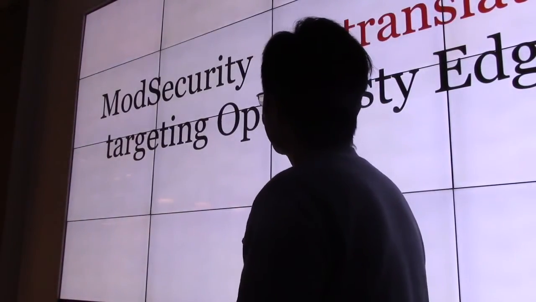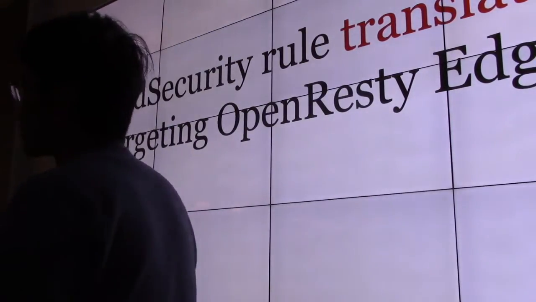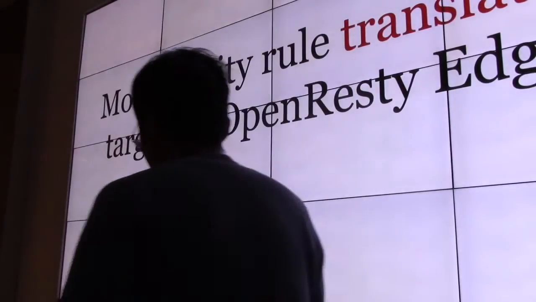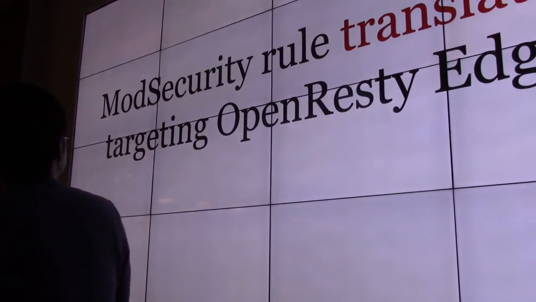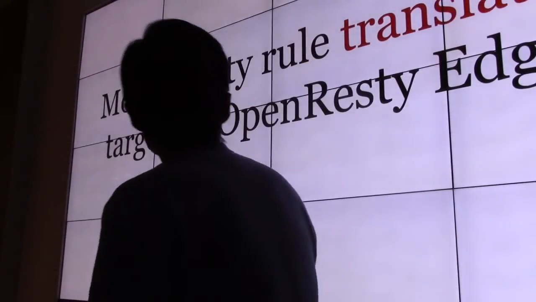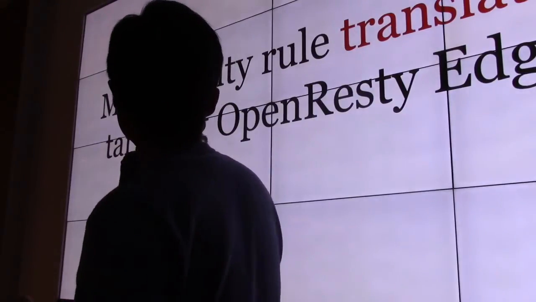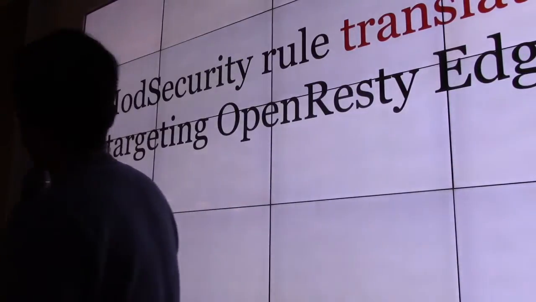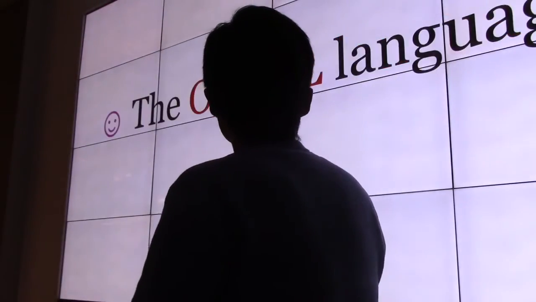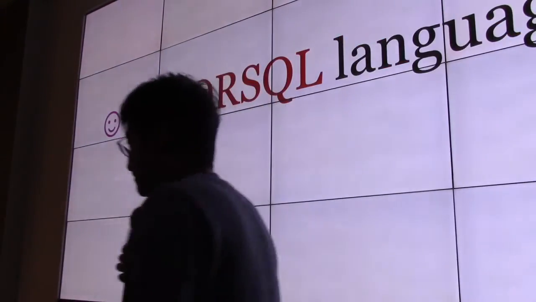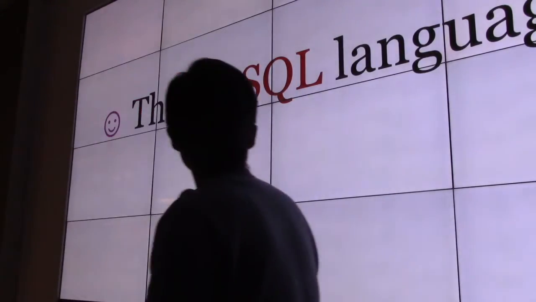So we know that the security community has accumulated quite a lot of filtering rules, so it will be awesome if we can reuse them. The web platform will have a translator that can convert most security configuration files into OpenResty Edge code. It's a DSL, as we've seen earlier. There will also be a relational DSL called ORSQL.